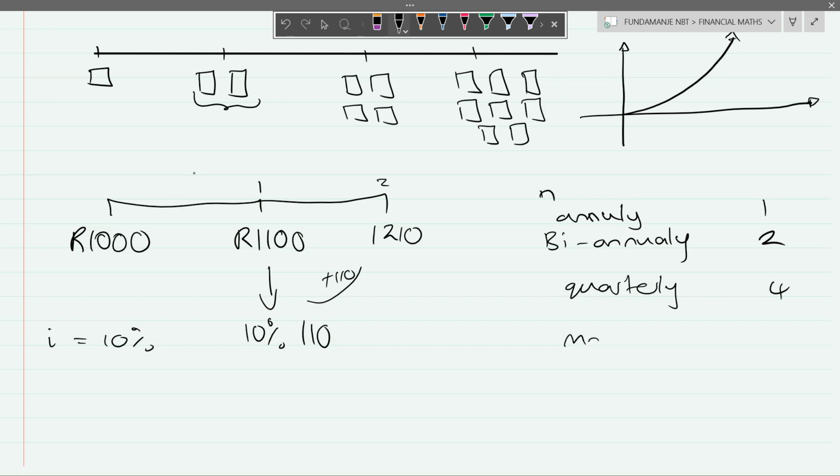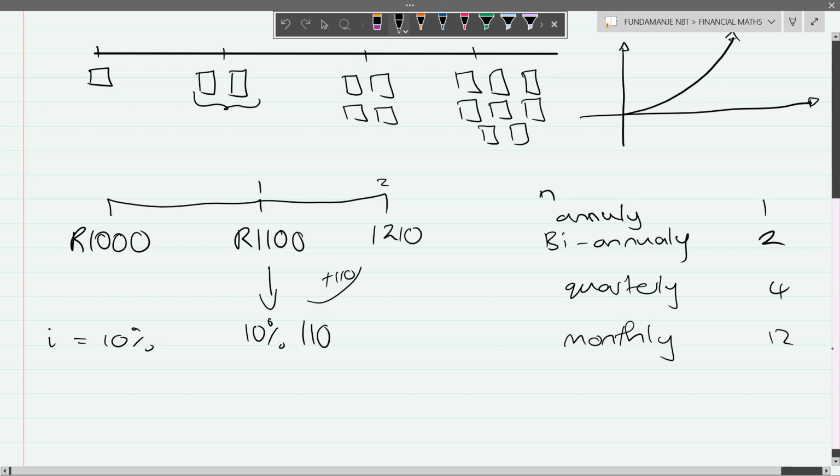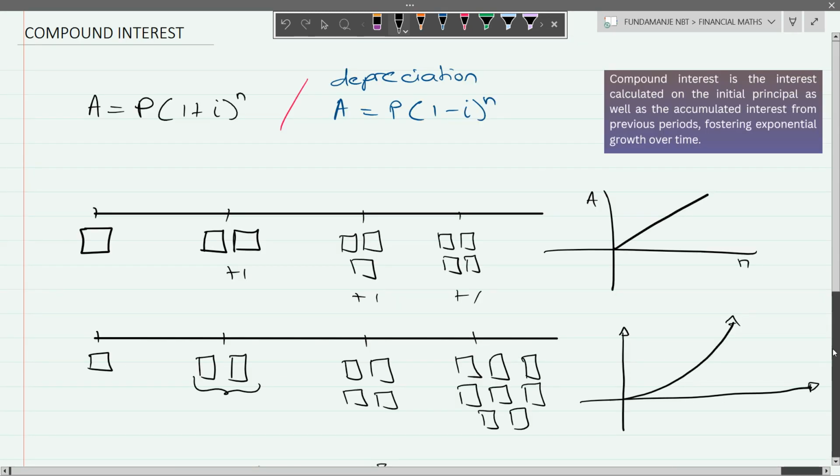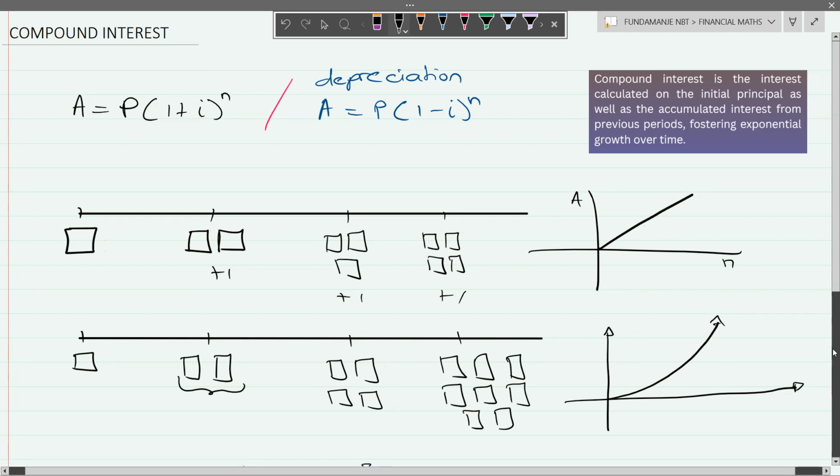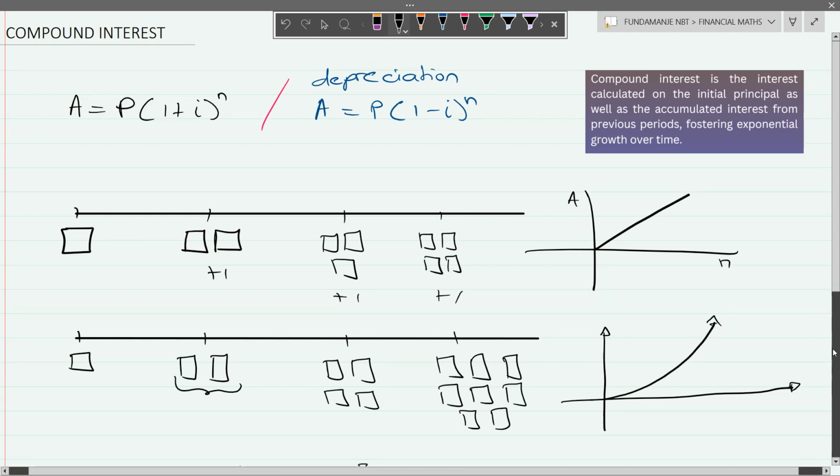You also have monthly. Monthly, you multiply by 12, because now the amount is being compounded 12 times a year. But this means that you should also divide your interest by the same amount, since it's spread out over the year. But then this is about it for compound interest. It's just interest gained on top of interest.